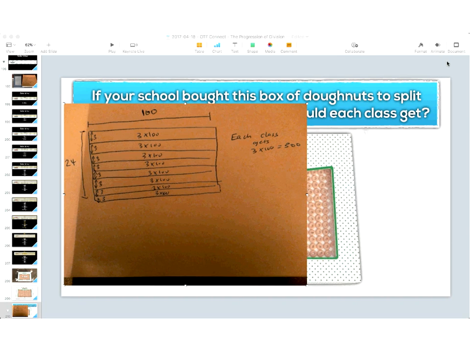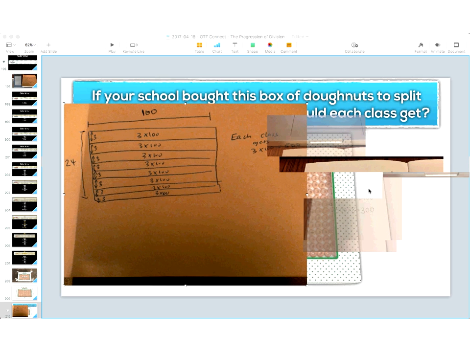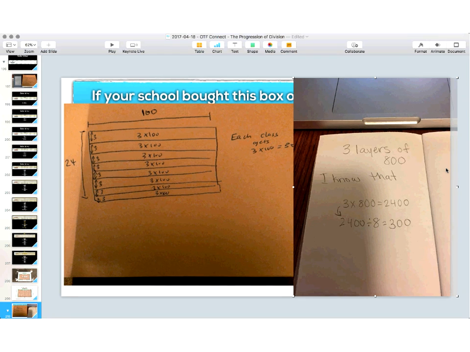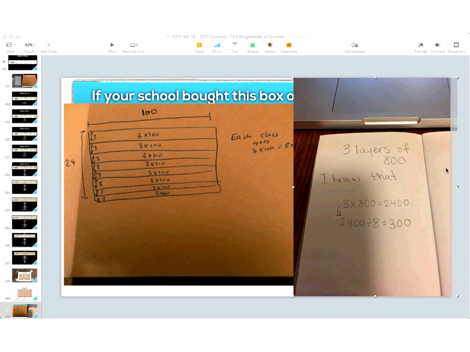Let's have a look at this one here. We've got 3 layers of 800. I know that 3 times 800 is 2400. So 2400 divided by 8 must be 300. Awesome way to use some of your prior knowledge from that previous question, which is really cool. So you'll notice the numbers I've selected were intentional, to give students an opportunity to play with these numbers and see how they're related and how changing where we put the numbers might affect others.